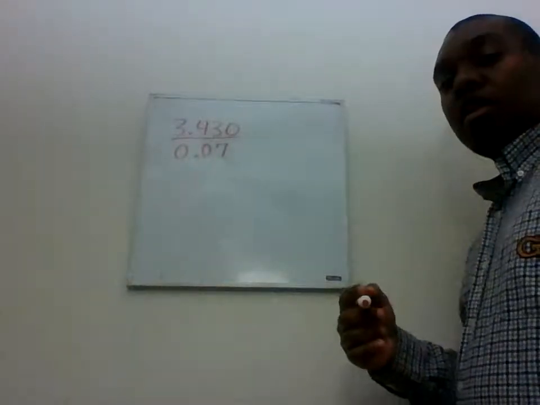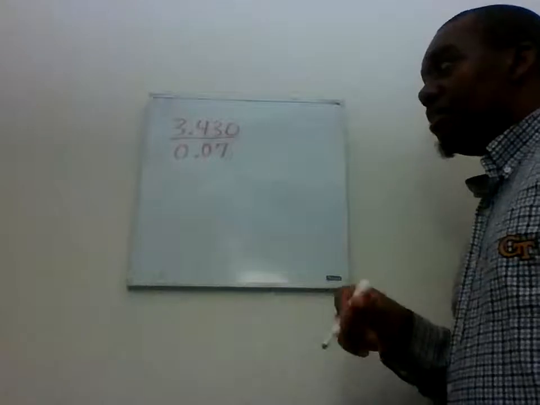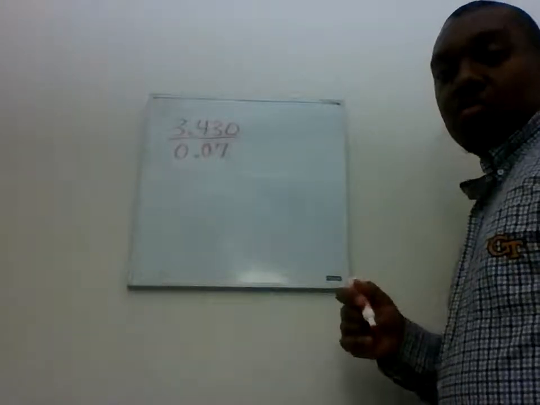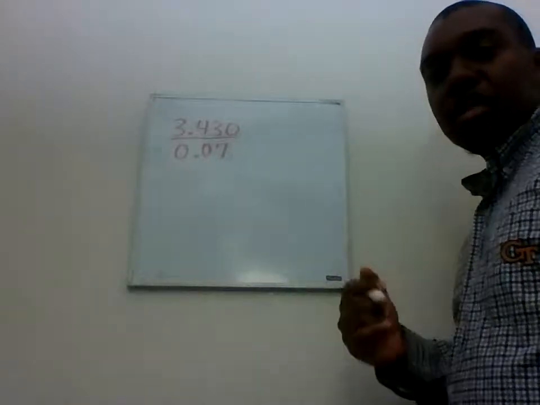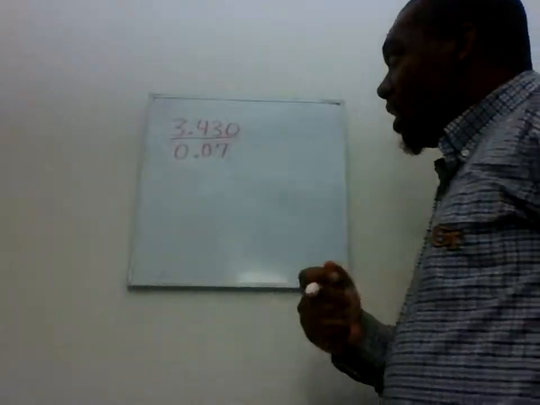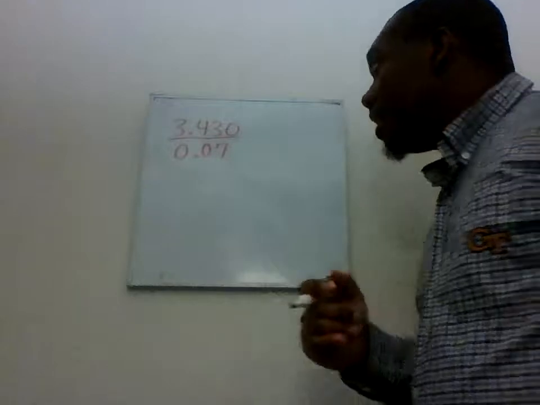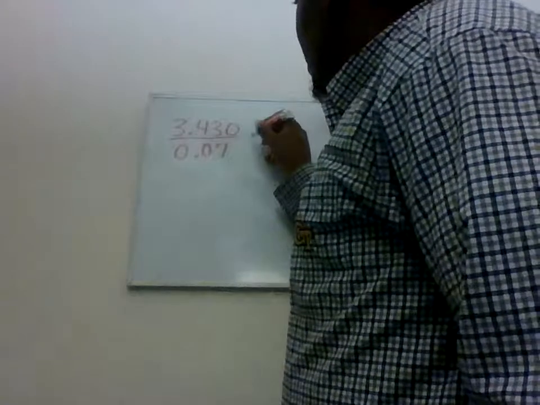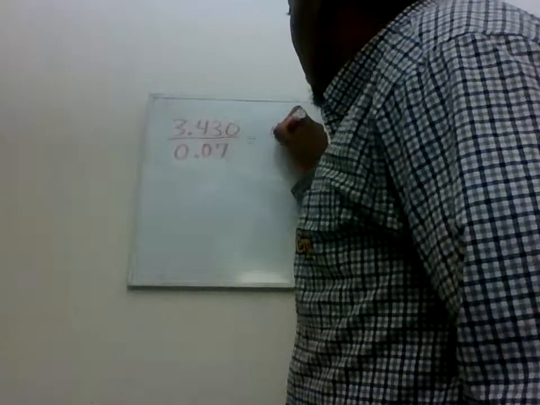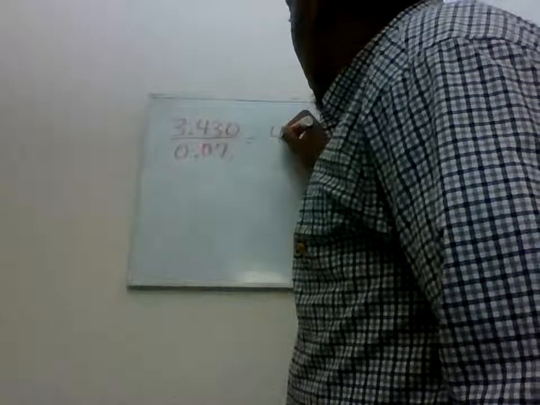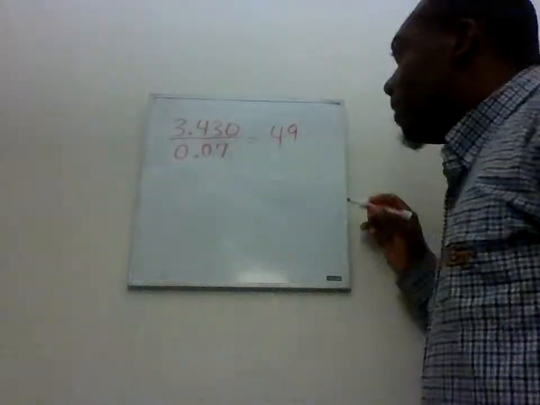Okay, so we got 3.430 divided by 0.07. Okay, cool. I'll make it a little easier on you. You may use your calculator and whatnot. I won't go into detail on dividing this. You can look at dividing decimals if you're having trouble with that. We divide this. We get 49.